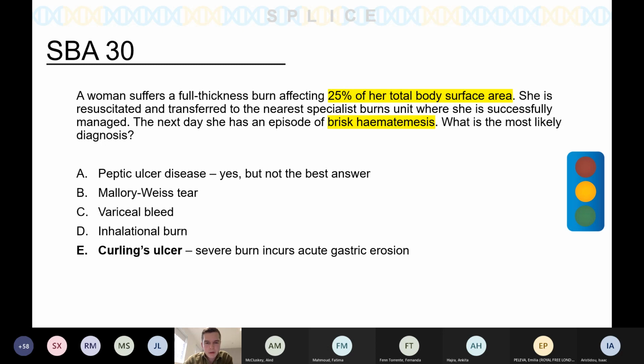I don't know how common this is in real life, but because we've had a question on it, I've included it. Peptic ulcer disease, no one put that, but if you had, I would have let you kind of get off lightly, because Curling's ulcer is a peptic ulcer and it is a disease, but Curling's ulcer is the better answer. Inhalational burn, we've got a question on that afterwards. That would be damage of the airway, whereas brisk hematemesis maybe suggests damage of the gastrointestinal tract as well, instead.